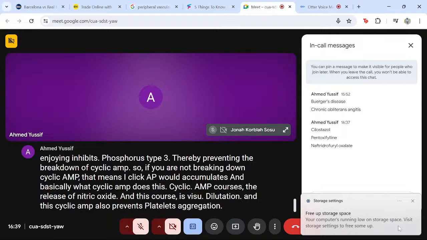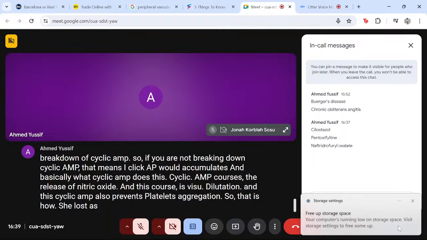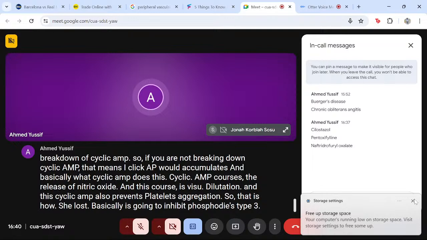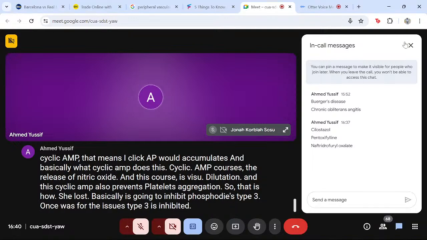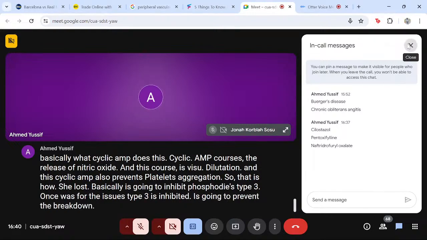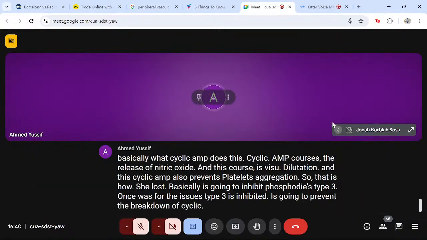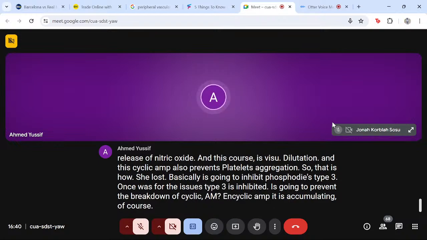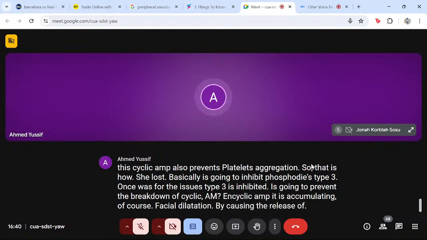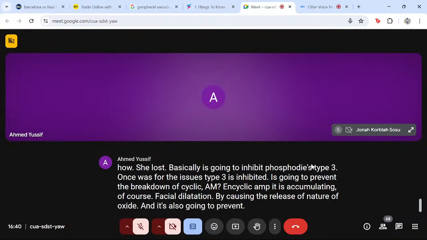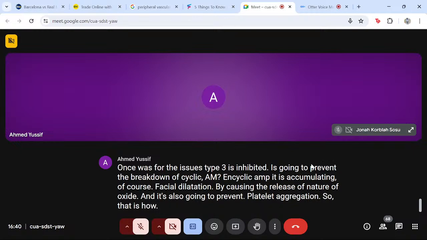This cyclic AMP also prevents platelet aggregation. So that is how cilostazol acts. It's going to inhibit phosphodiesterase type 3, and once it is inhibited, it's going to prevent the breakdown of cyclic AMP. And cyclic AMP, if it's accumulating, will cause vasodilatation by causing the release of nitric oxide. And it's also going to prevent platelet aggregation. So that is how cilostazol acts.